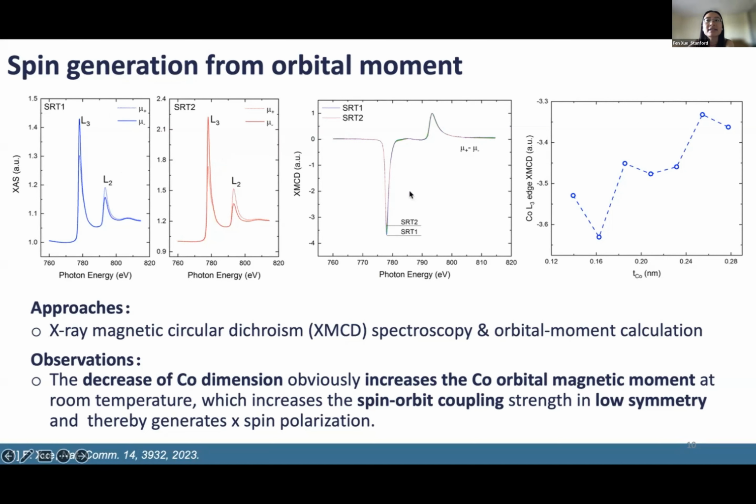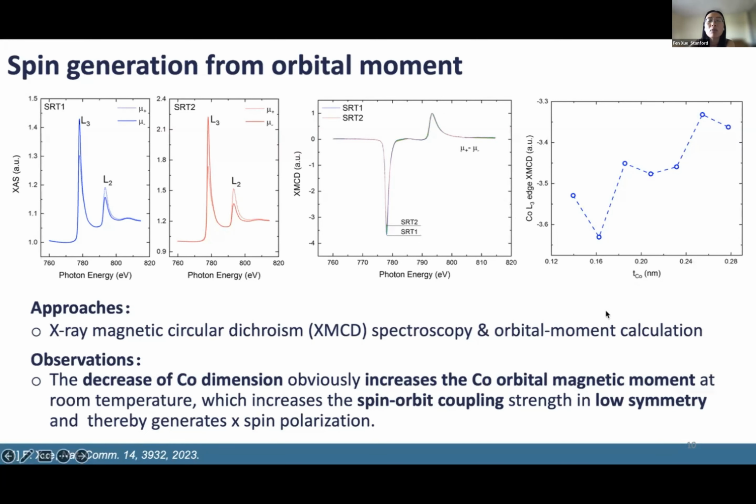And the XMCD signal is calculated as the difference of the XAS signal in positive and negative M, and they are normalized to the L2 peak intensity. And then the L3 peak intensity will be proportional to the orbital magnetic moment. And we calculate that the orbital magnetic moment per atom in the SRT1 is about 12% larger than that in the SRT2 at room temperature.